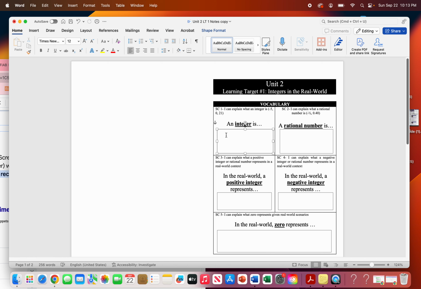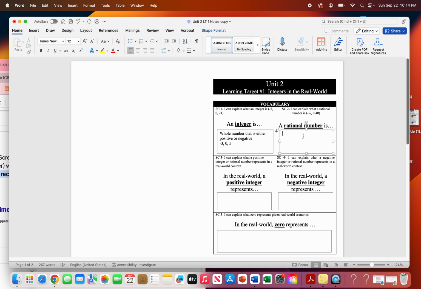Welcome to Unit 2, Learning Target Number 1, which is integers in the real world. Today we're going to go over first some vocabulary. So our first vocabulary word is integer. An integer is a whole number that is either positive or negative. An example of that would be something like -3 or 0 or +5, anything like that. So an integer is just a whole number that is positive or negative.